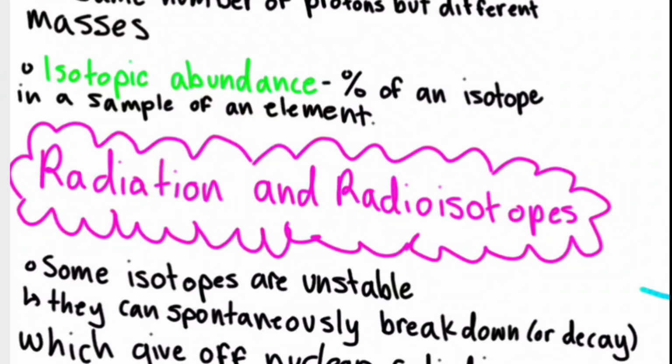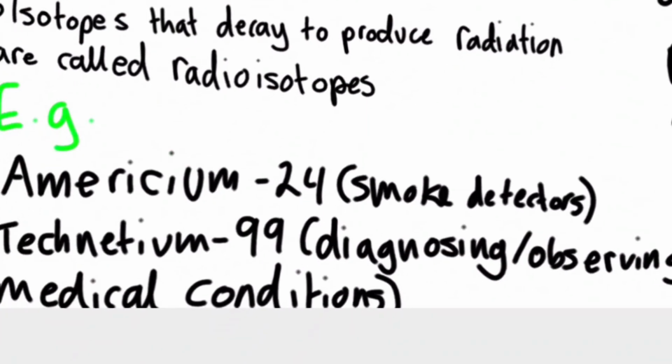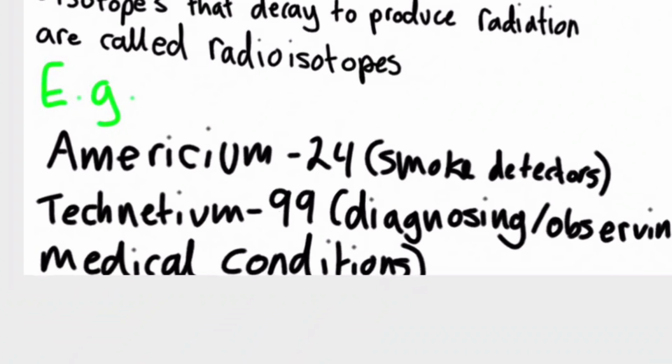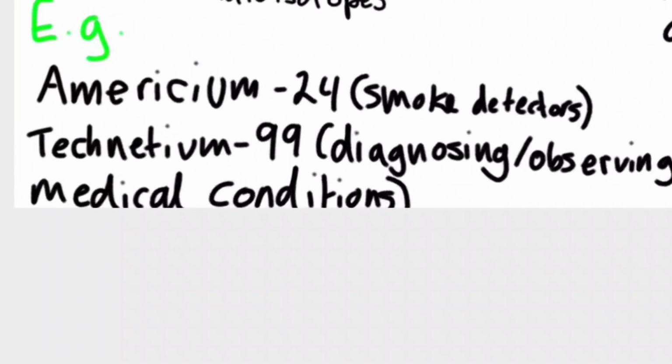Radiation and radioisotopes. Some isotopes are unstable. They can spontaneously break down or decay, which gives off nuclear radiation. They are, aka, radioactive. Isotopes that decay to produce radiation are called radioisotopes. So if you ever see radioisotopes, you know they produce radiation and are unstable. Some examples of radioisotopes are americium-241, which is in smoke detectors, and technetium-99, which is used for diagnosing and observing medical conditions. There are plenty out there, but these are the two examples I picked today.